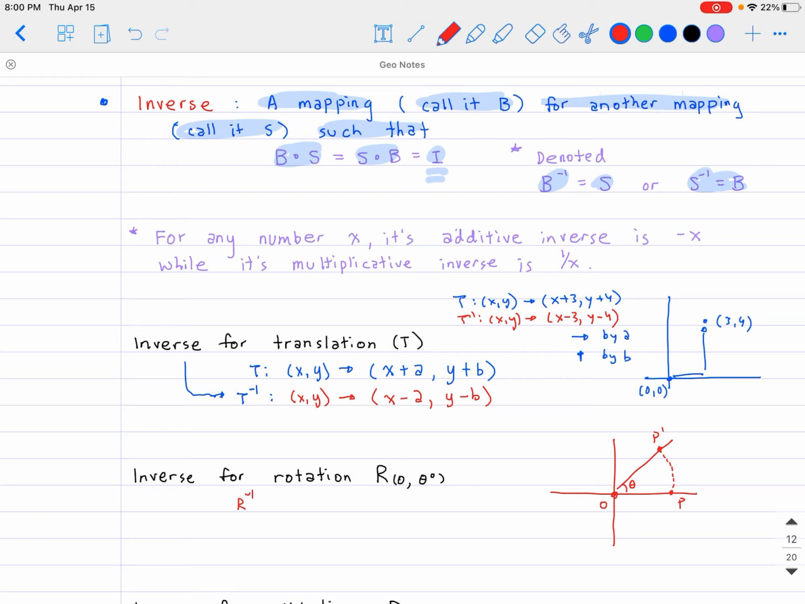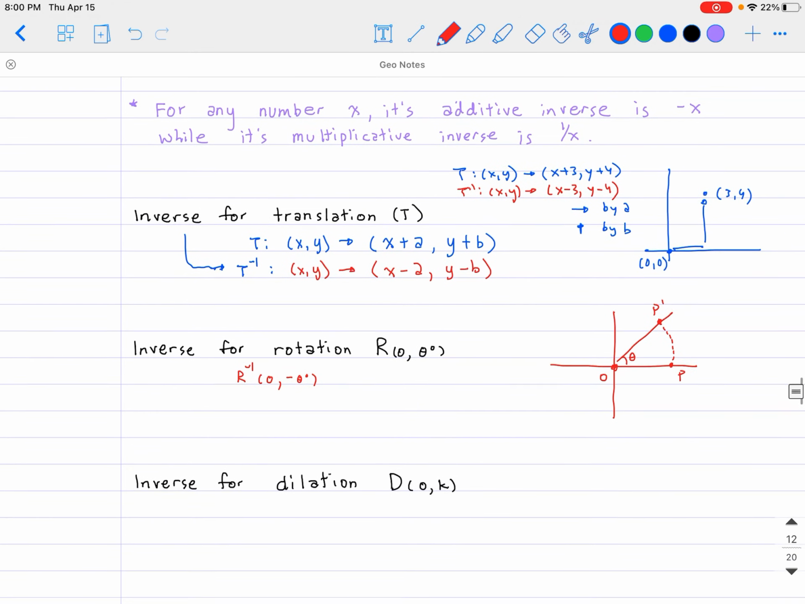If we're going backwards, then the best way of looking at it is that we're doing the same thing, except in the opposite direction. So the rotation inverse is going to use O as our center point, but this time we're going to use negative theta in order to get back to the original position. That right there is our inverse for rotation.